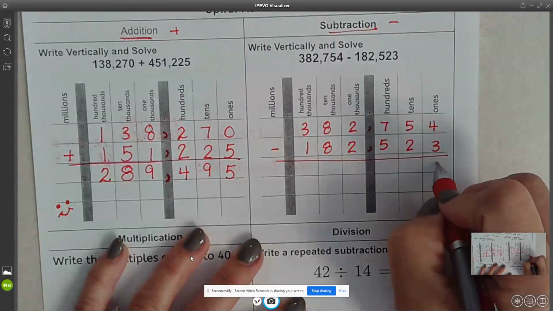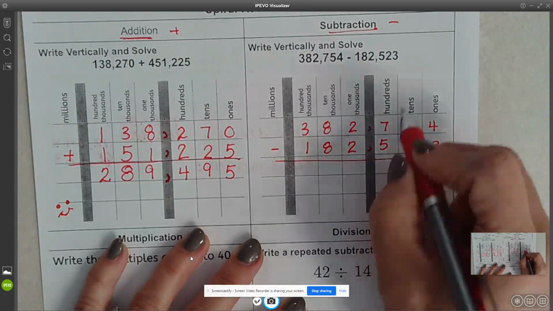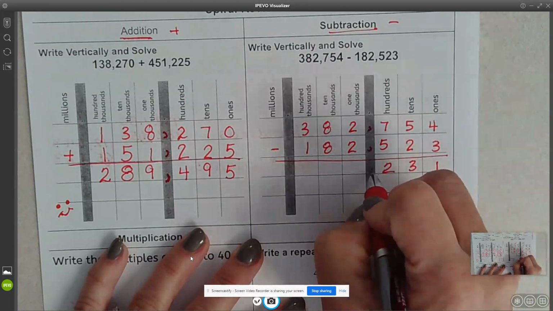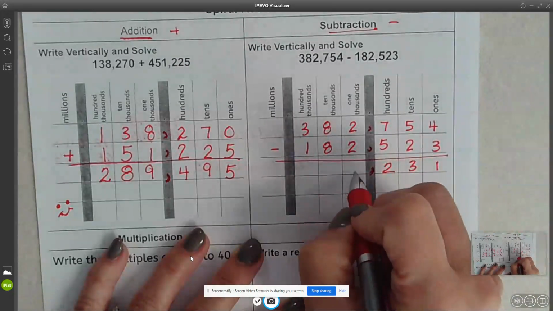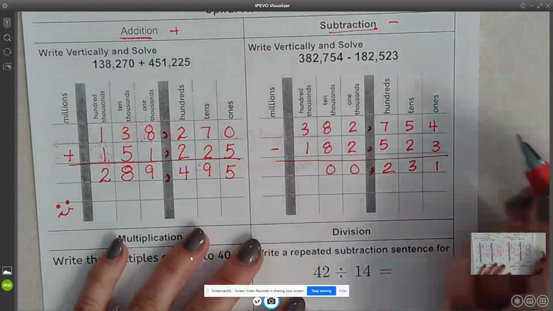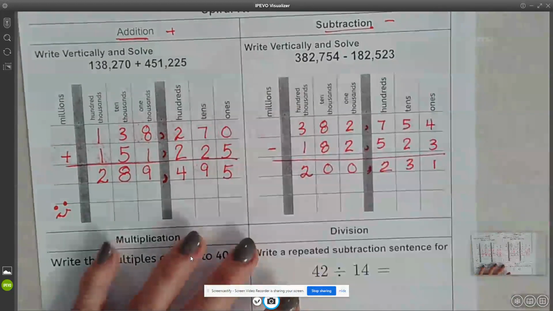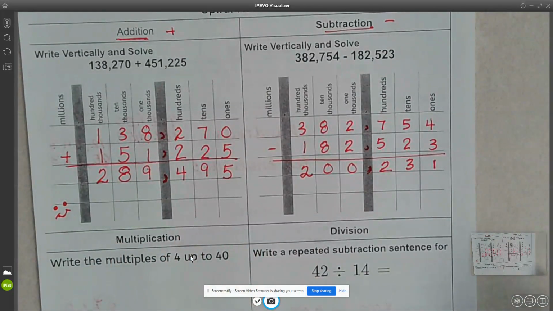4 minus 3 is 1. 5 minus 2 is 3. 7 minus 5 is 2. Put that comma. 2 minus 2 is 0. 8 minus 8 is 0. And 3 minus 1 is 2. So I have 200,231.